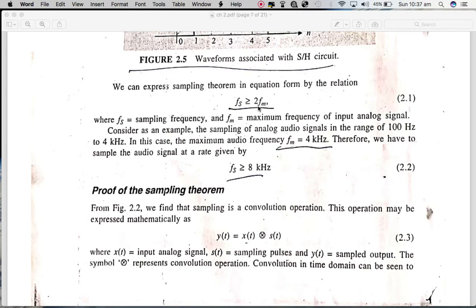For example, if we have a voice signal whose frequency varies from 2 kilohertz to 4 kilohertz, the maximum frequency of the voice signal is 4 kilohertz, and multiplied by 2 that means 8 kilohertz.